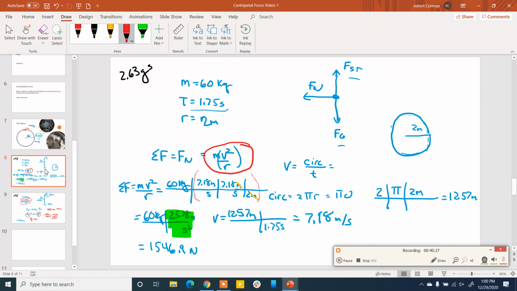Okay, so that is the start of centripetal force. We will look at some other examples in the next video.